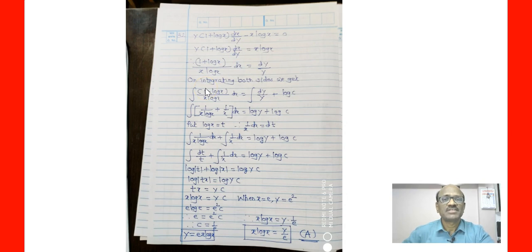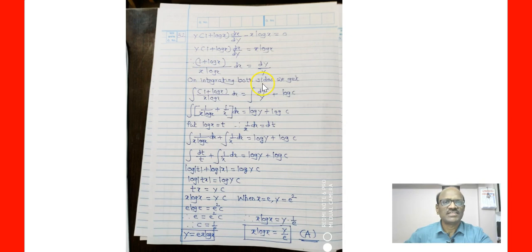Now separate the variables. Variable separable form. That is 1 plus log x upon x log x. Now this is divided, it comes to the right hand side, that is dy upon y. Now 1 plus log x upon x log x.